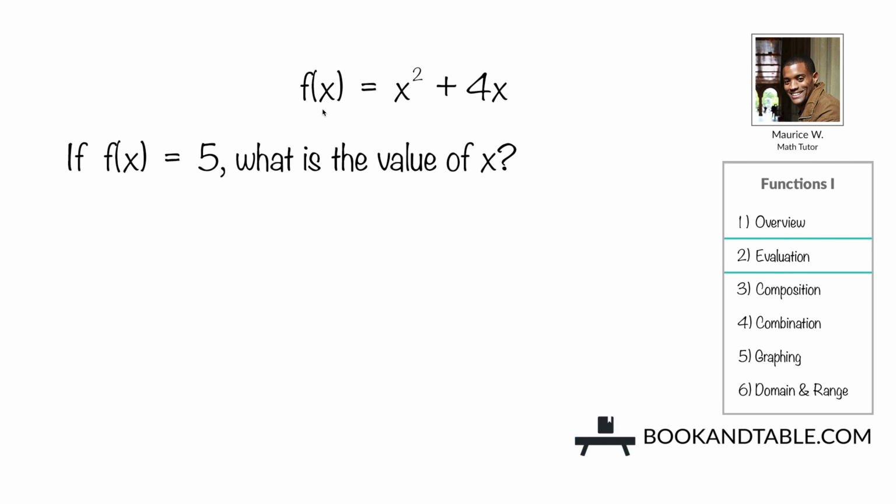Let's say we were given f of x is equal to x squared plus 4x. If f of x is equal to 5, what is the value of x? So in the question, it states the function f of x is equal to 5. So we want to replace f of x in our function with 5 and then work backwards to find x.